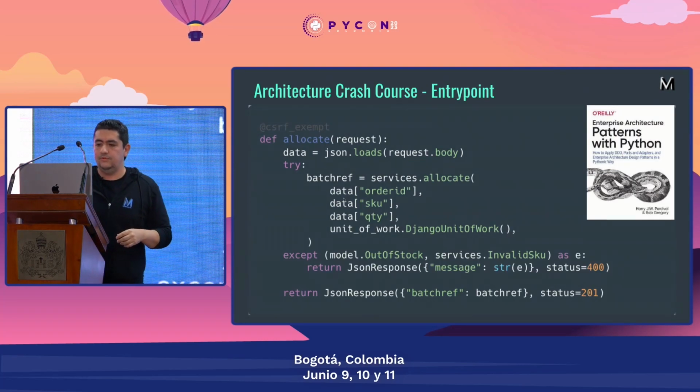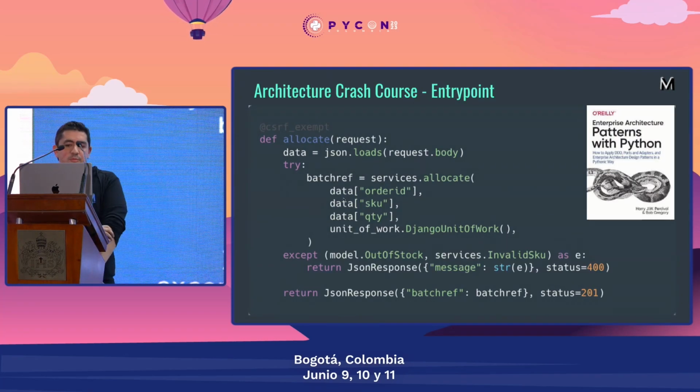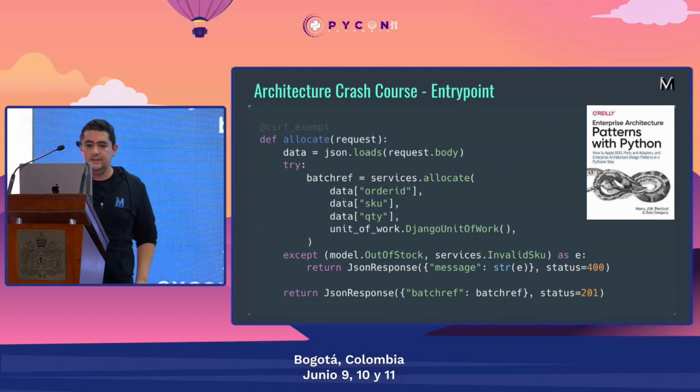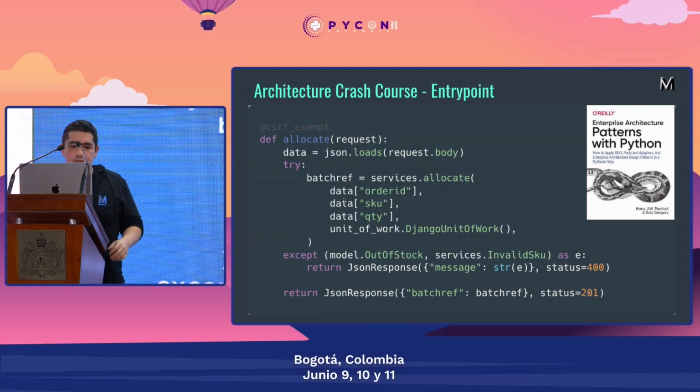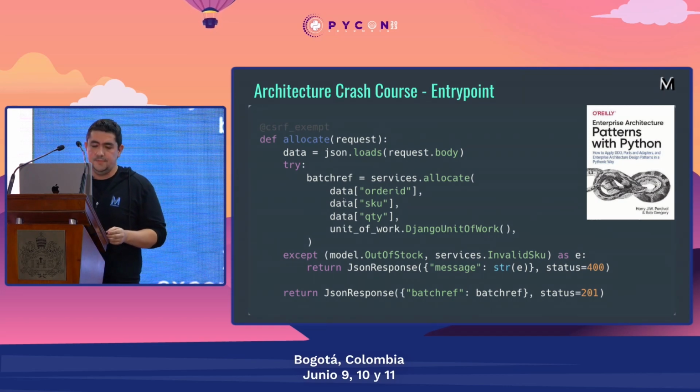Let's use this example from this amazing book, Architecture Patterns with Python, that I really recommend you to read. If you see how they work their code, this is like the entry point. After you get this into your view, this is one of the things you get. So let's try to understand that.